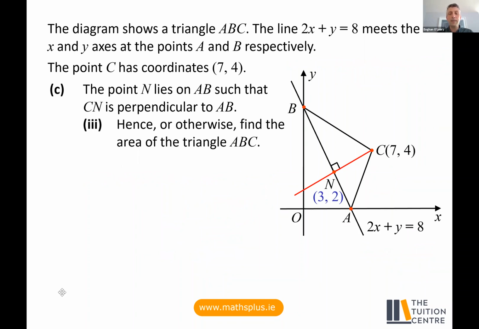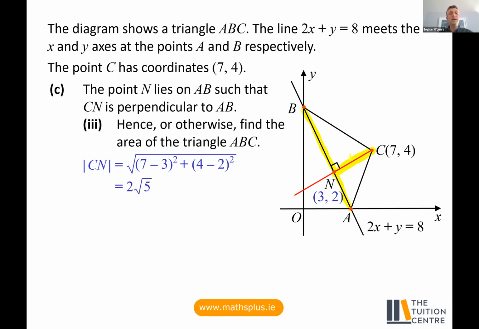So what we have next is the following. We say the point N lies on AB, such that CN is perpendicular to AB. Hence or otherwise, find the area of this triangle. Well, we know, of course, this base length, we've already figured that out to be 4√5. So if we can figure out this length here, the perpendicular height, we'll be able to get the area.